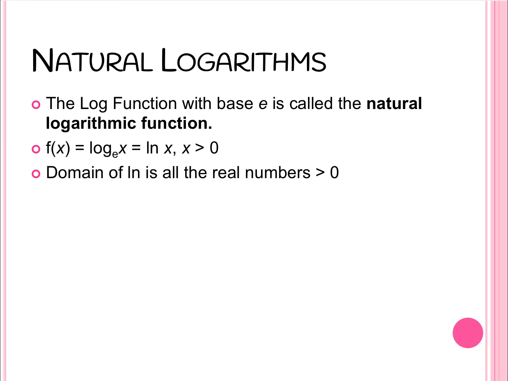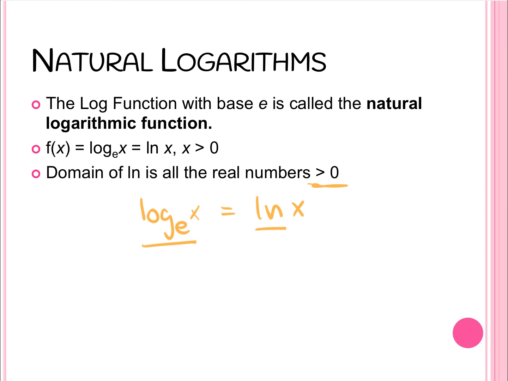Next, we have our natural logarithms. So log function with base e is called the natural log. If I had log base e of x, that is the same thing as saying ln of x. So log base e and ln are the same. Log base e is our natural log, so ln is natural log. The domain of our natural log is all the real numbers greater than 0.